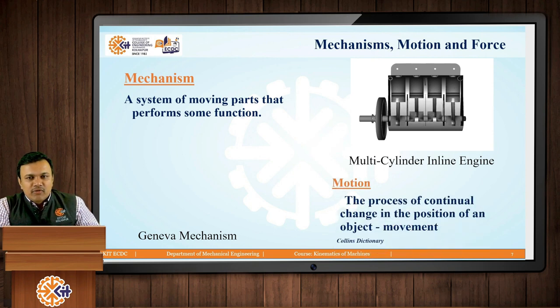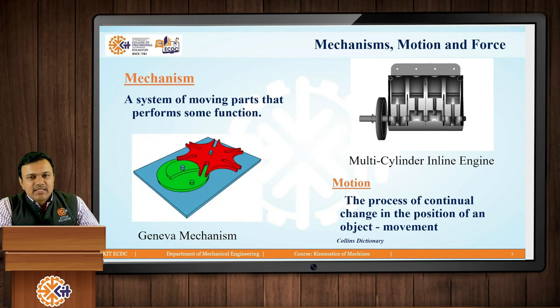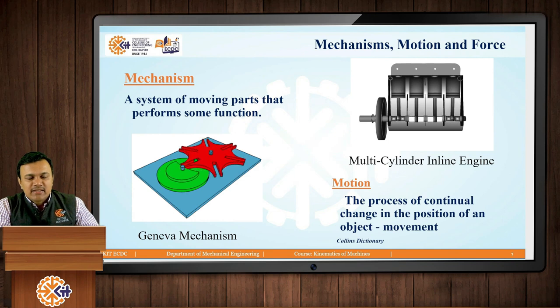The next mechanism we can see is the Geneva mechanism. In the Geneva mechanism, you can see there is a cam and there is a Geneva which is going to rotate, and this mechanism is used for indexing operation.